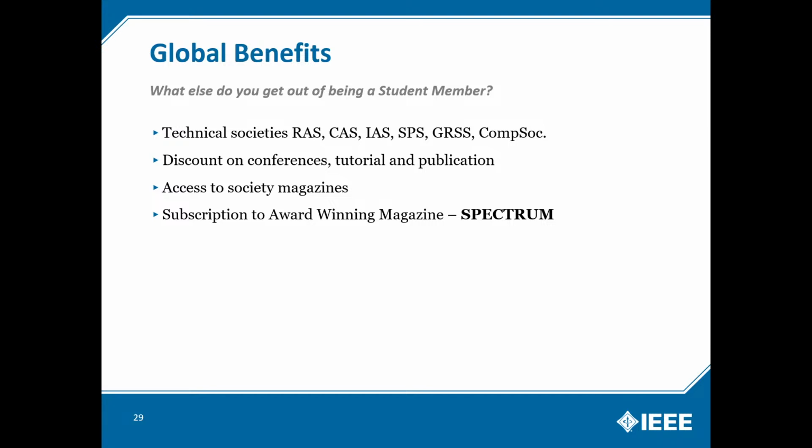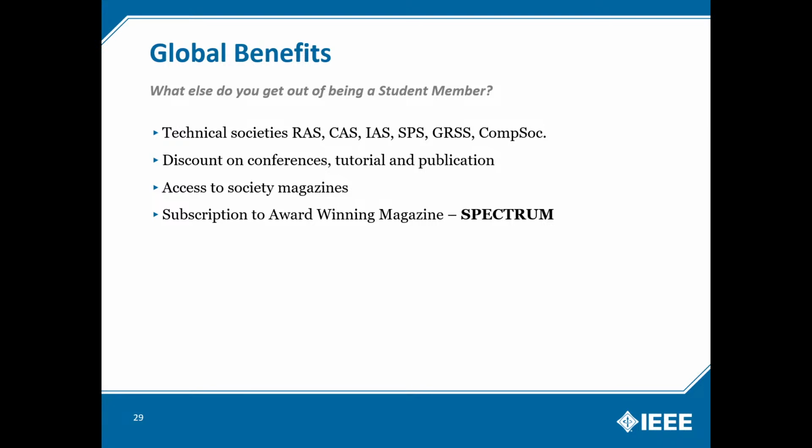You get access to technical societies that I've mentioned in the initial slides. That is the Robotics and Automation Society, the Circuits and Systems Society, Industrial Applications, SPS, GRSS, ComSoc, etc. These are technical societies that come under IEEE. And being a student member lets you get access to all these technical societies and their magazines, etc., and their resources. Moreover, you get discounts on IEEE conferences, their tutorials, and publications that they publish on a monthly basis.